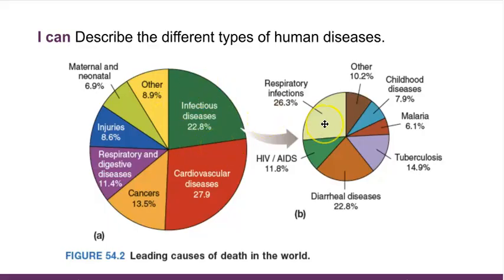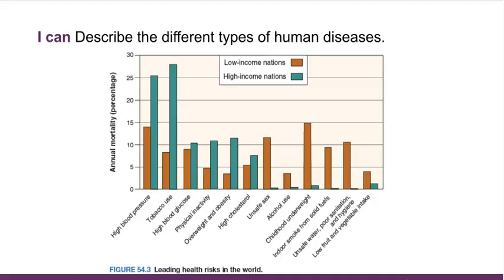And the type of infectious diseases you can see are things like HIV, respiratory infections, childhood diseases that we have vaccines for in developed countries, malaria, tuberculosis, diarrheal disease like cholera. And you can see here high blood pressure, tobacco use, the differences between high income nations and low income nations, and the types of diseases that come from these things in different parts of the world. And you can pause the video and take a look at the diagram.